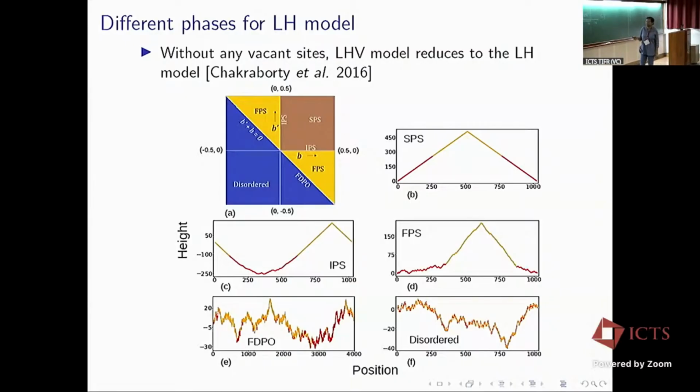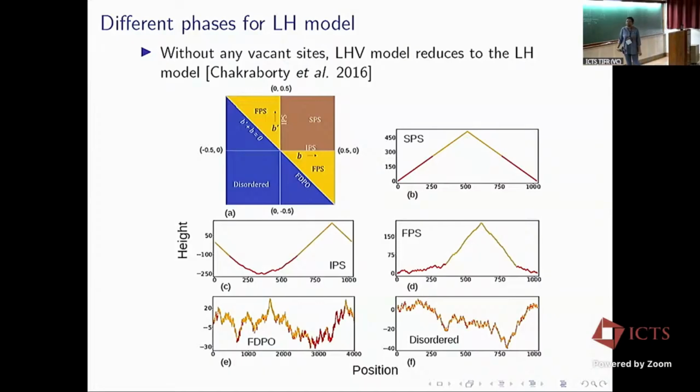It is called a finite current phase. There is a finite surface current that flows through the system. The whole landscape now moves upward with a finite speed. It is called finite current with phase separation. Then finally on this line, b plus b prime is equal to 0.